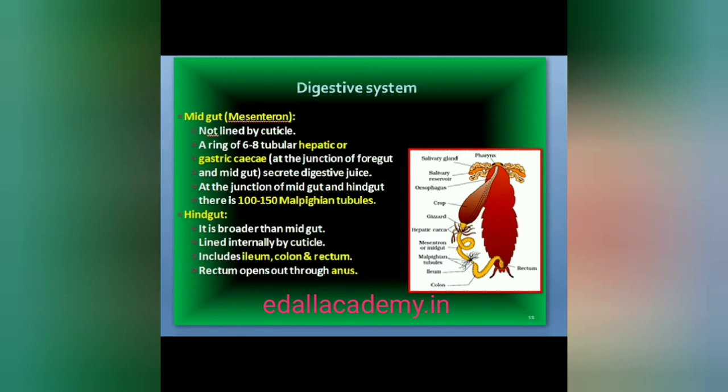A ring of 6-8 blind tubules called hepatic or gastric caeca is present at the junction of foregut and midgut, which secrete digestive juice. At the junction of midgut and hindgut is present another ring of 100-150 yellow-colored thin filamentous Malpighian tubules. They help in removal of excretory products from hemolymph. The hindgut is broader than midgut and is differentiated into ileum, colon and rectum. The rectum opens out through anus.